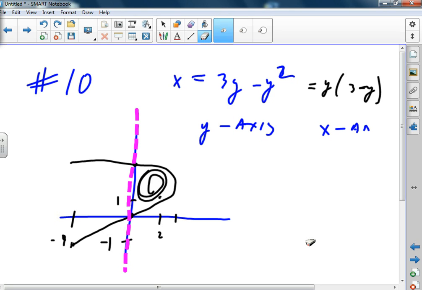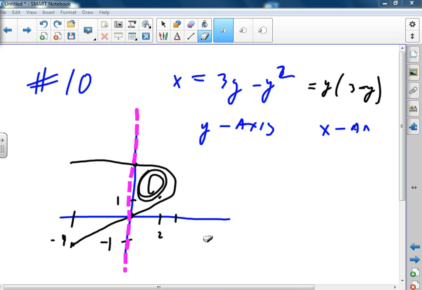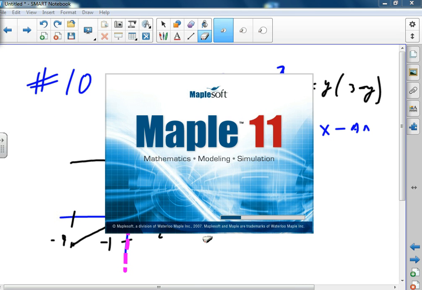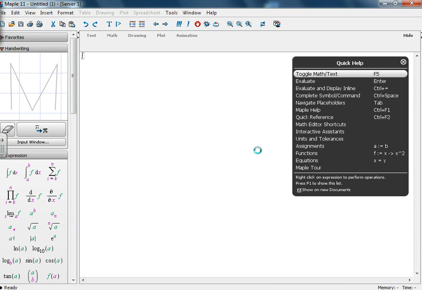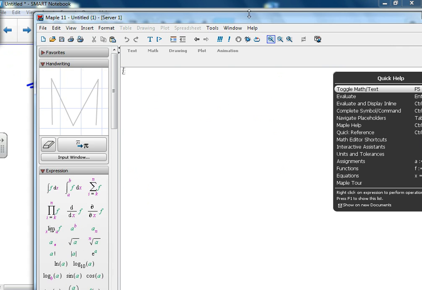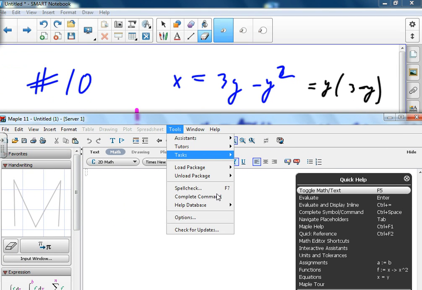Can you graph it in Maple? I can. Is that my only choice? That might be my only choice. So we'll bring up Maple. Make it so I can see what I'm graphing.